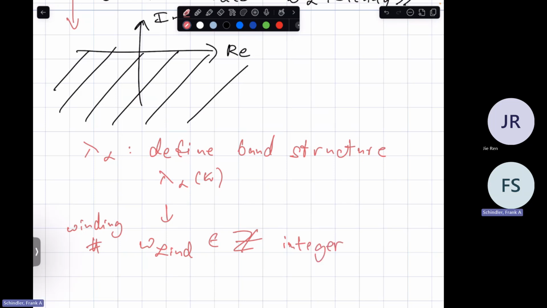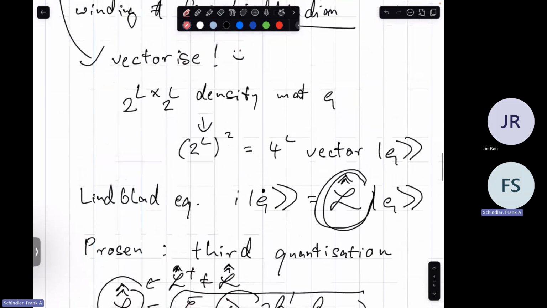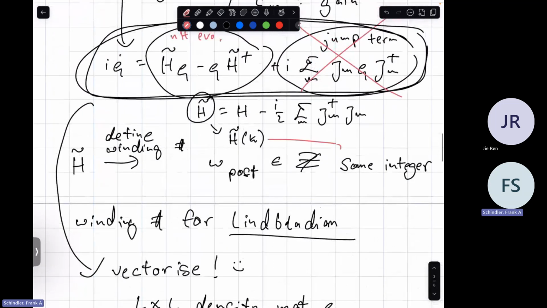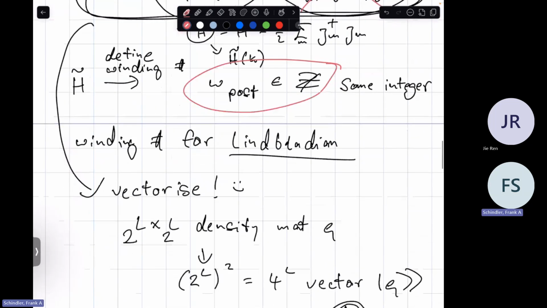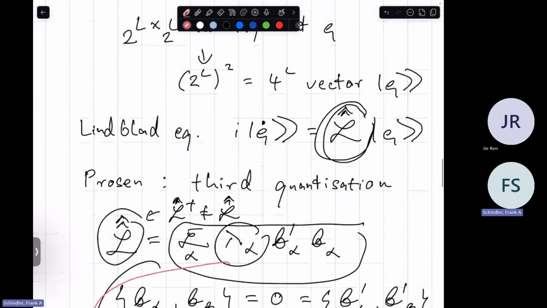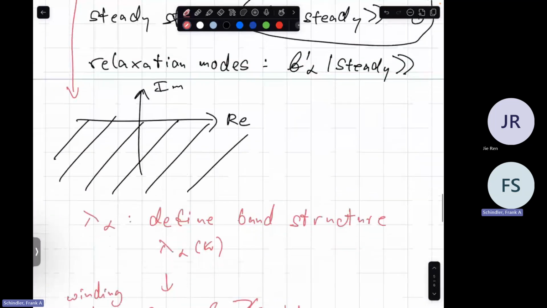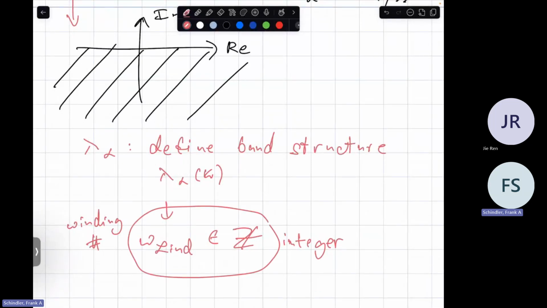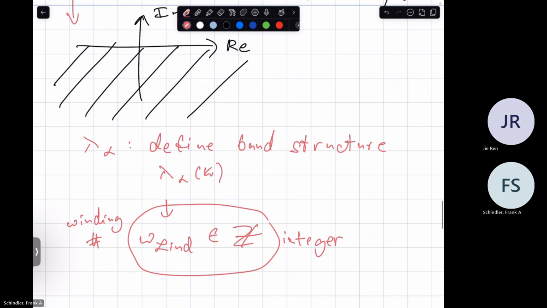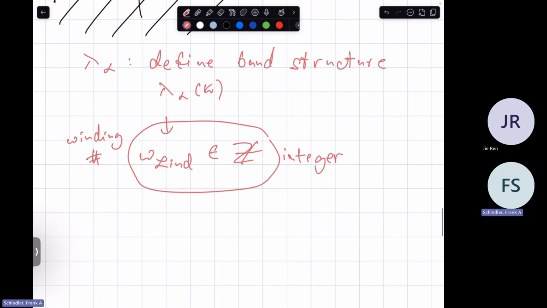So the long story is, or the short story, I should say, is we have a winding number that comes from the post-selected Hamiltonian. And now I've defined a winding number via this long process of doing third quantization and writing the Lindbladian operator in terms of an eigenmode decomposition. I managed to define a winding number for the full Lindblad equation that is basically coming from vectorizing the Lindblad equation. And now I want to compare the two, because this tells me about the skin effect without post-selection and the topological invariant without post-selection.